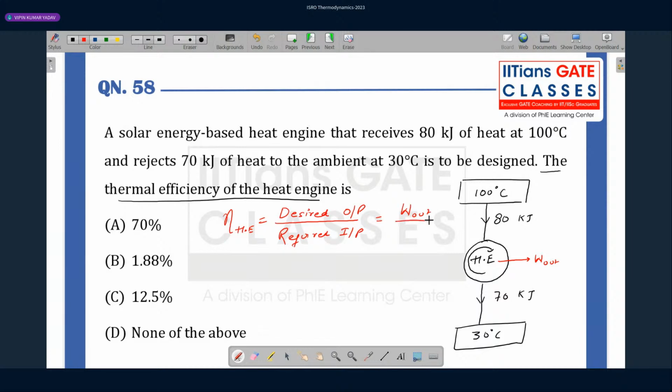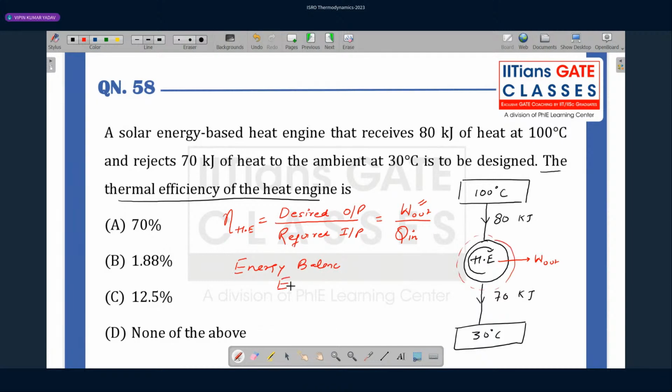Now in order to get this work output, what do you need to give? You need to give heat. So what are you giving? Q in. Now, how do you calculate work output? For work output, you do an energy balance. I hope that you are all aware of this concept, energy balance across this heat engine.